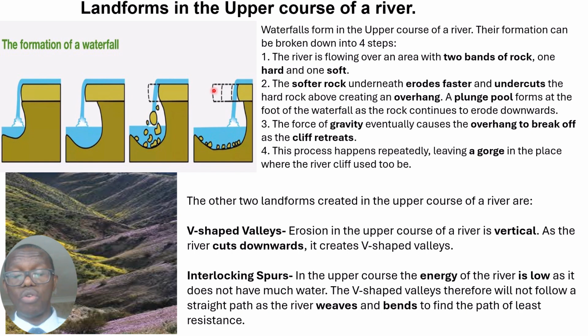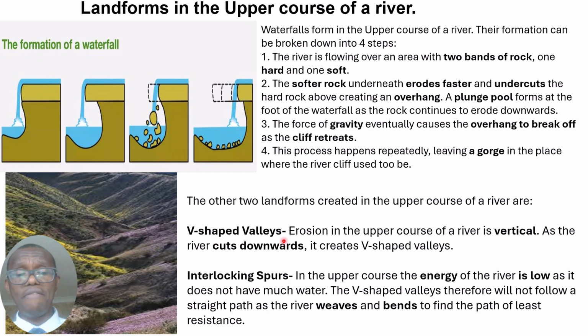And as that process repeats itself, this waterfall is going to keep receding. It's going to retreat or to recede or to move back. And as that happens, you can see this dashed line here represents the former location of that particular waterfall, which has now receded all the way over here. And this area here, where it used to be before, is referred to as a gorge. Okay, so waterfalls are a landform that is created in the upper course of a river.